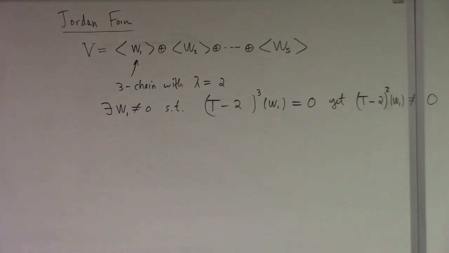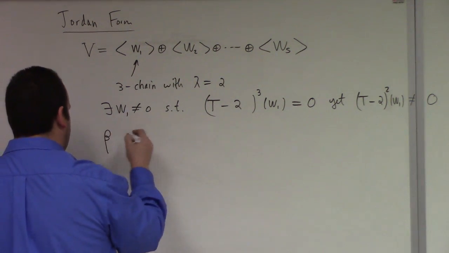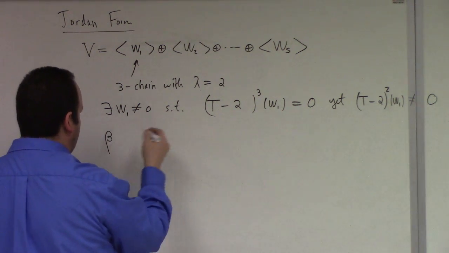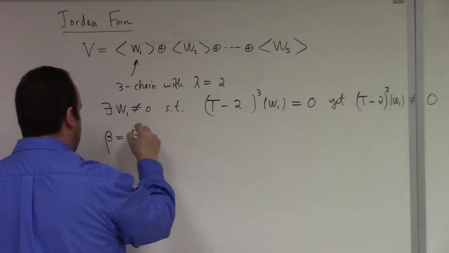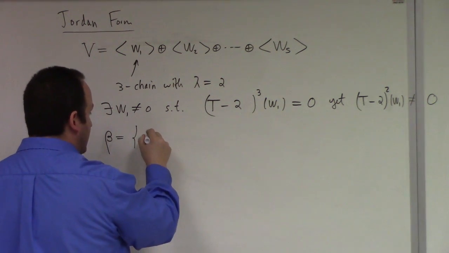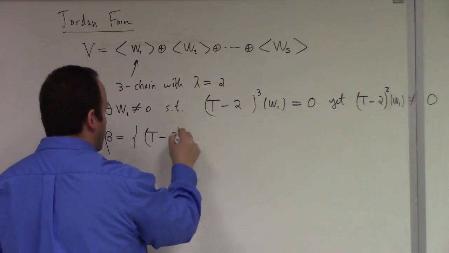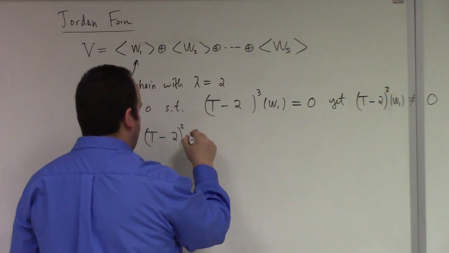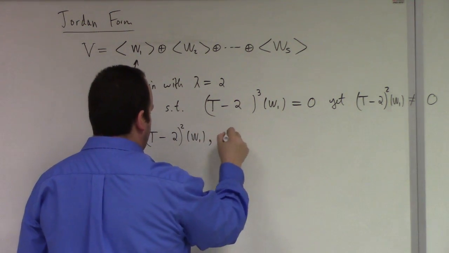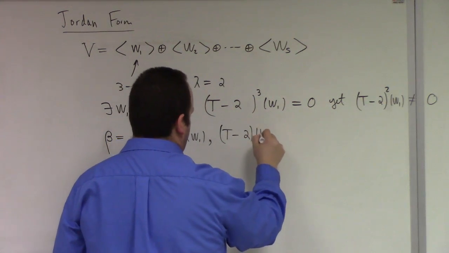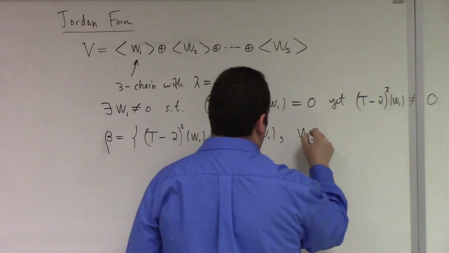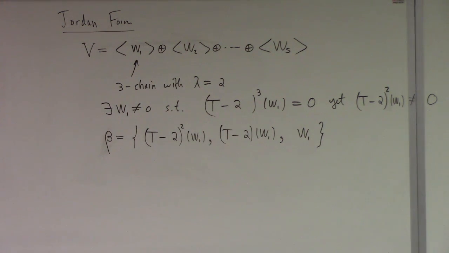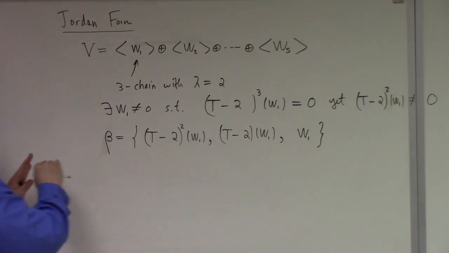If you have this, then you can construct a basis in a different way. So a different basis, let me call it gamma. Understand it's not the same beta. So the first thing I do is I put T minus 2 squared times W1. And then I put T minus 2 times W1. And then I put W1. So I build the basis for that particular block in the decomposition using a chain of generalized eigenvectors.